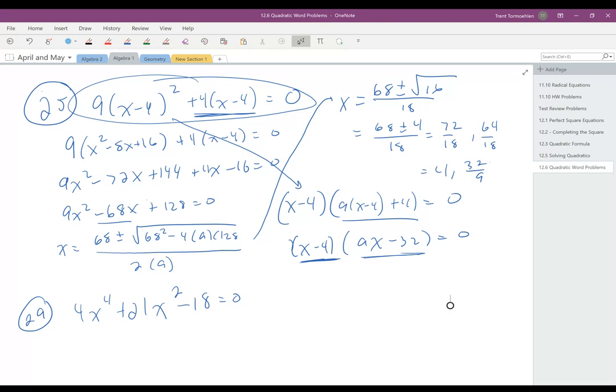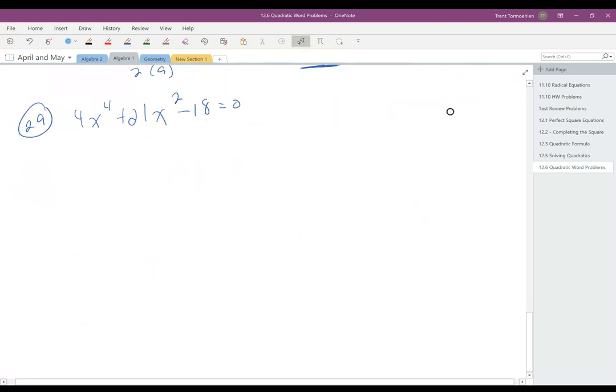Okay, for number 29, this is the one where I suggested starting the problem by turning it into a quadratic by letting y equal x squared. We do that because y squared then would be x to the 4th. So you'd get 4y squared plus 21y minus 18 equals 0.